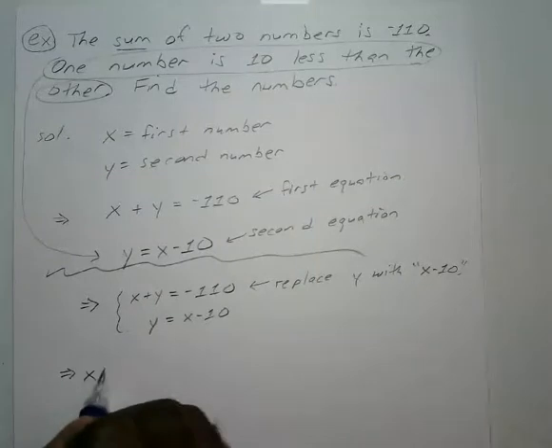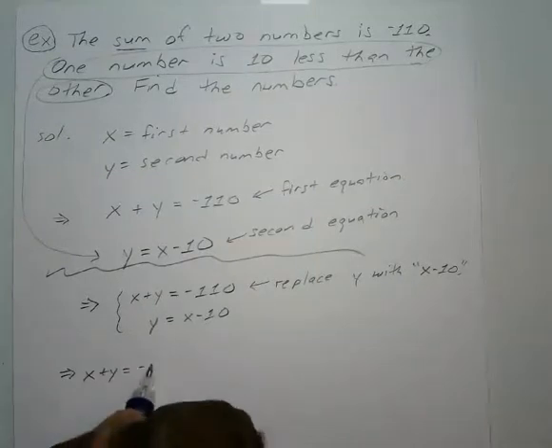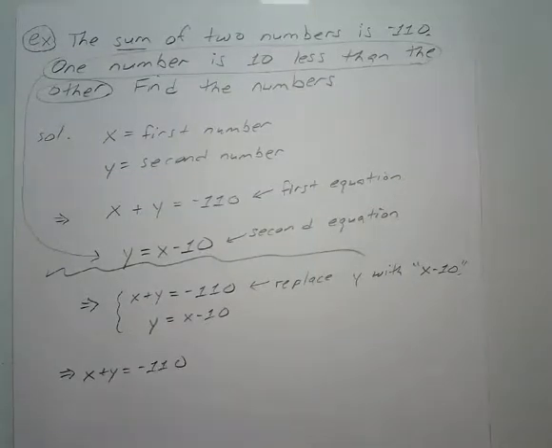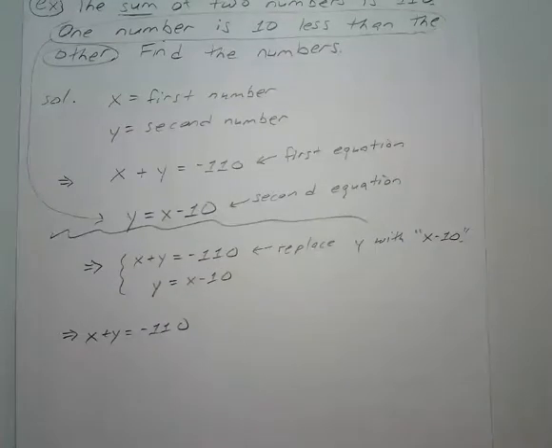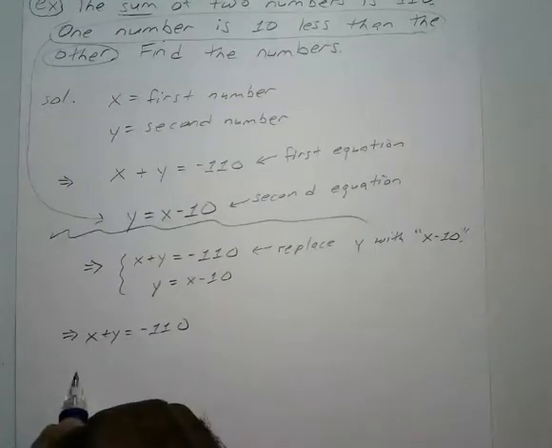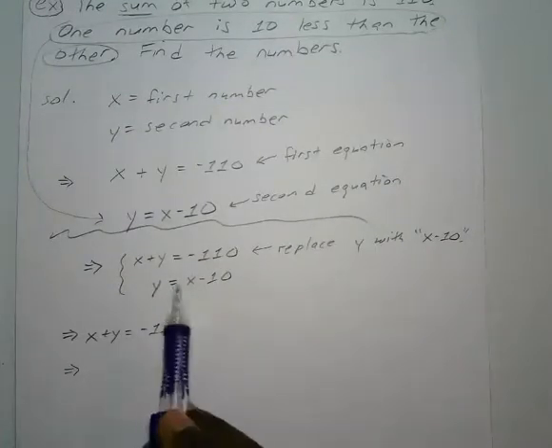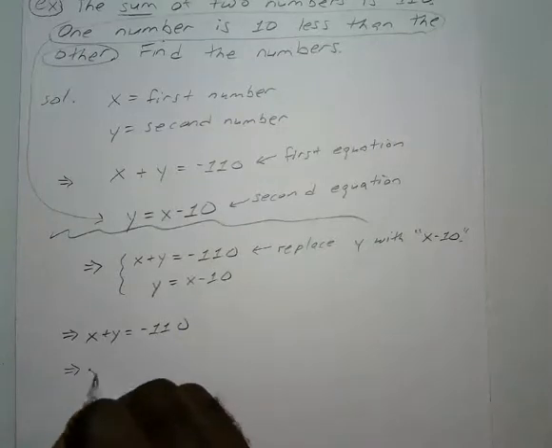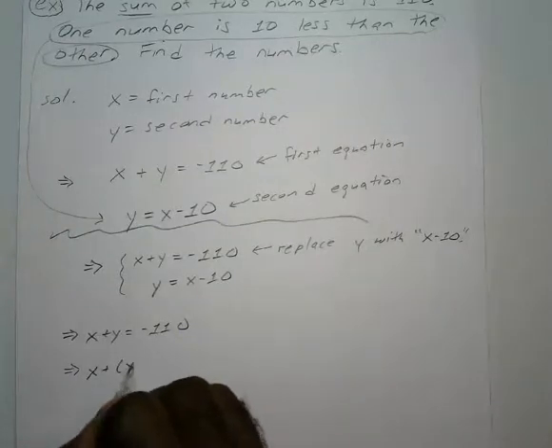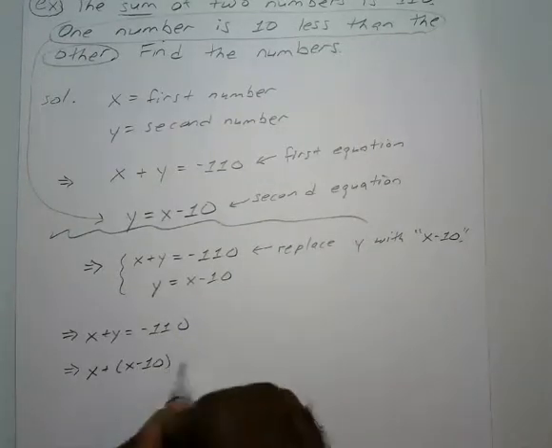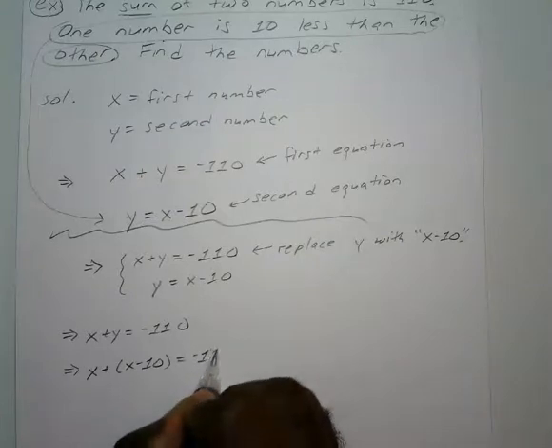So we have X plus Y equals negative 110. Replacing Y with X minus 10, we have X plus X minus 10 equals negative 110.